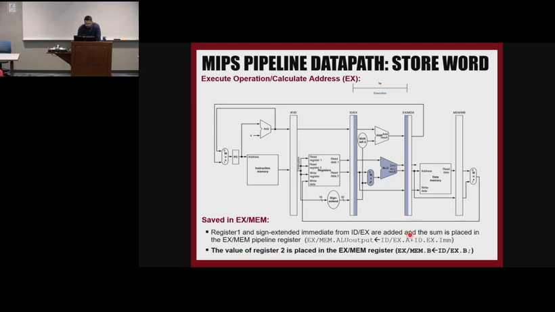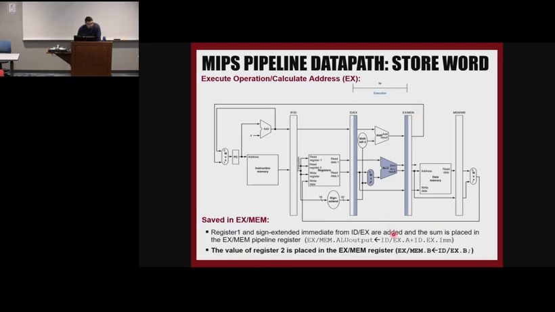So for calculating the address, we get the ID/EX IMM, which is already sign extended. We add it with the first operand here, which is register A in the ID/EX pipeline. We calculate the result and store the result in the ALU output register in the EX/mem pipeline.